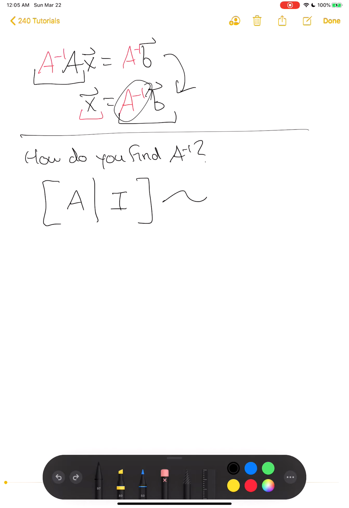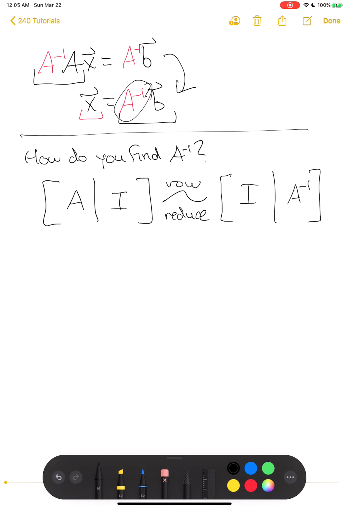Then what we're going to do is row reduce this entire matrix here, which is sometimes a pain on exams and stuff. And then we're going to row reduce it until we get identity here. And then what's actually really cool is that A inverse pops out on the other side.